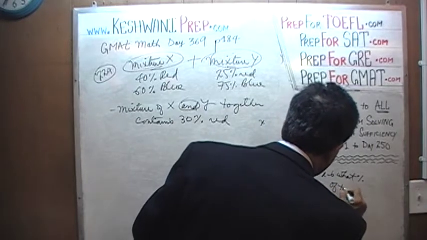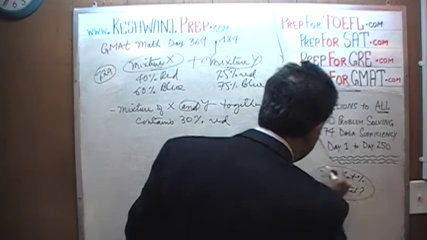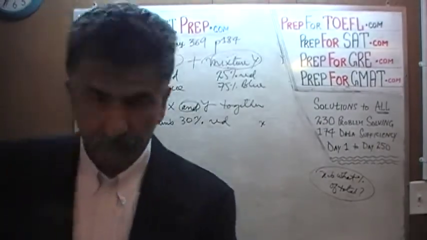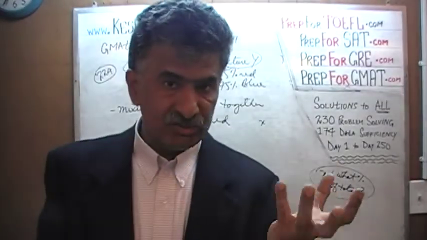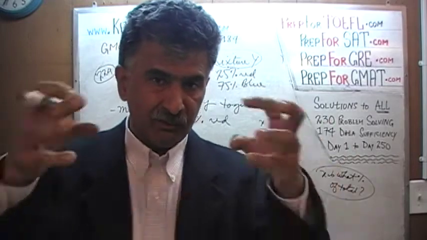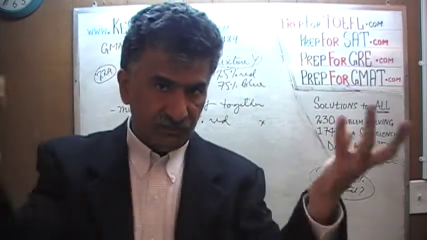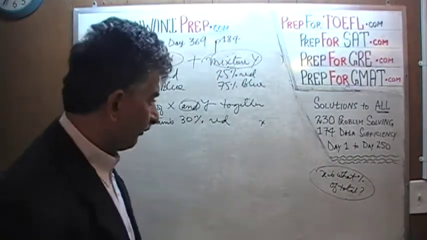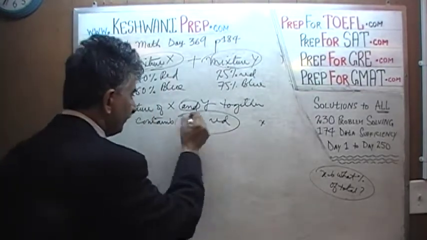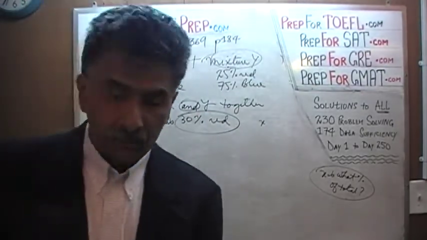The question simply is, X is what percent of the total? The final mixture, that is. When we combine, we take a little bit of mixture X, we take a little bit of mixture Y, we put them together, and it turns out that the final mixture that we have has a concentration of 30% red. The question simply is, what is the percentage?